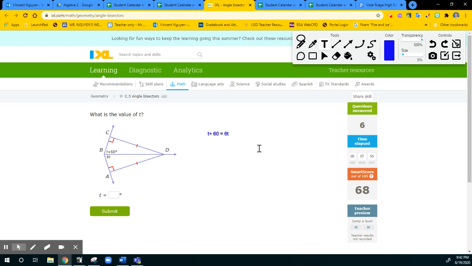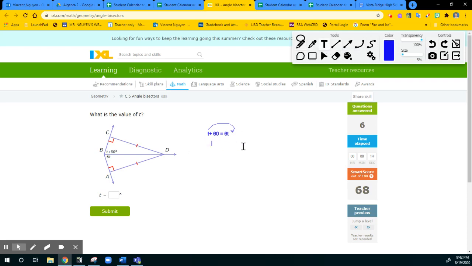And now to solve for T, all we have to do is solve this equation. So to solve this equation, you want to remove the T. You want to move this T over here by subtracting it, right? Subtracting a T, okay? So if I subtract that T away, I would get 5T left.